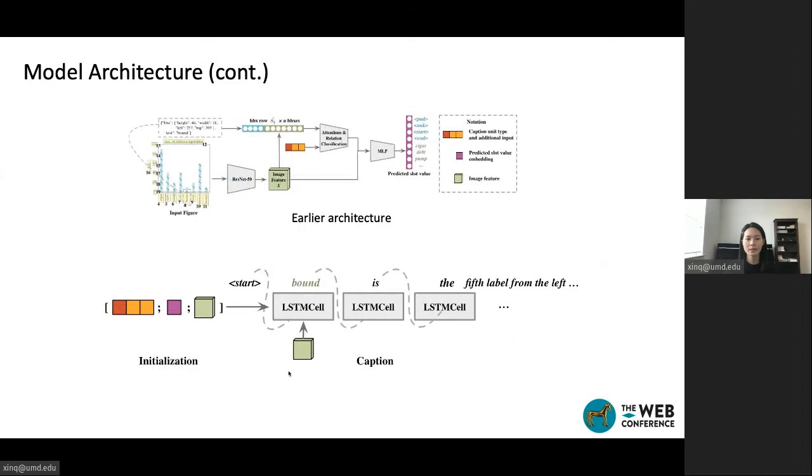After obtaining the slot value classification result, we initialize a decoder LSTM with information from the earlier part of the architecture. The decoder LSTM at each step predicts by attending to the image feature and the word embedding of the last predicted word.